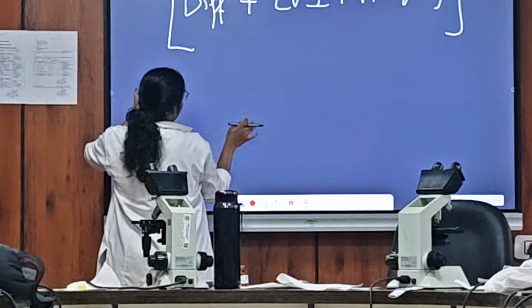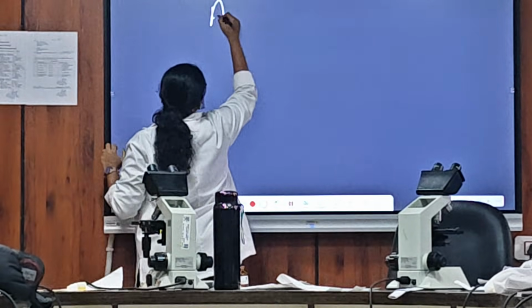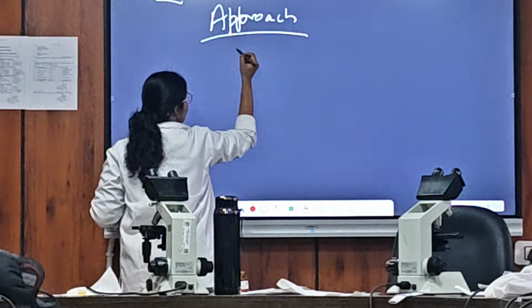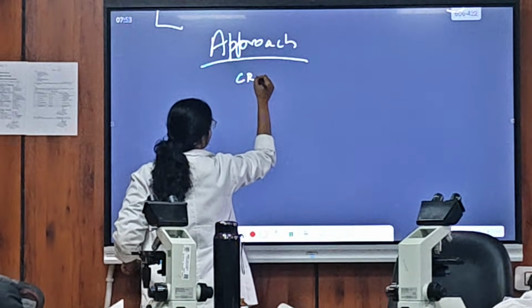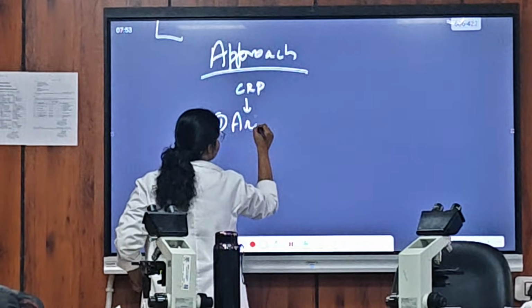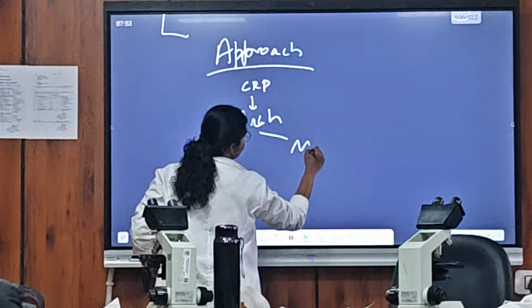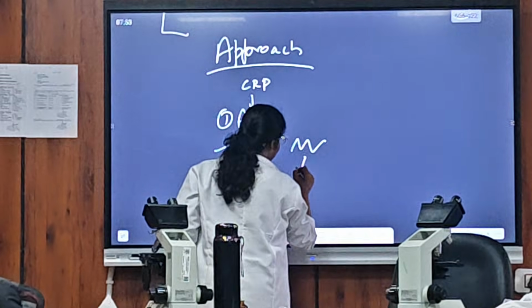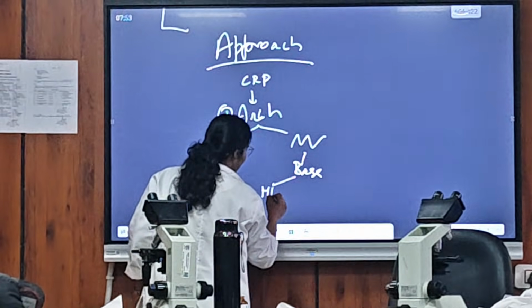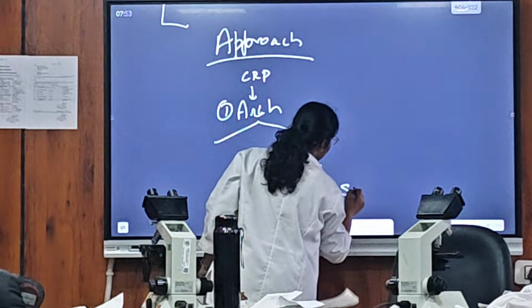Lastly, I would like to conclude this topic by discussing the approach. Whenever we receive a colorectal polyp, first of all, we have to check for its architecture, whether it is serrated or not. If it is, then we should check for the base. If the base is normal, then it must be a hyperplastic polyp. If not, it is a sessile serrated lesion.